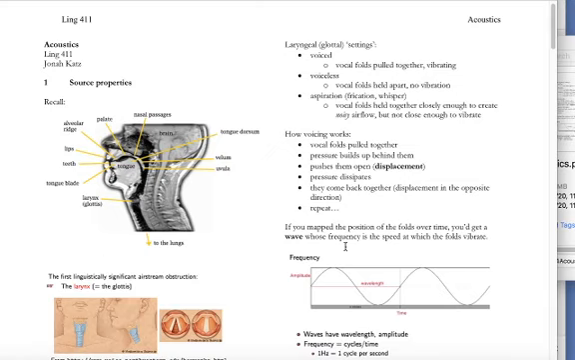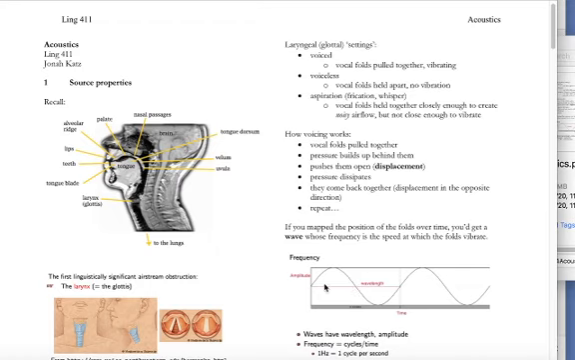Right? If you mapped the position of the folds over time, you'd get a wave. And waves in physics have an amplitude, that's how far they get displaced, and a wavelength, that's the distance it takes for one cycle of the wave to repeat. Right? That's what a wave is, it's a repeating pattern. So if this were actual physical distance, we call this a wavelength. If we're measuring it in time, the wavelength is specifically referred to as a period, and it's the amount of time it takes for one cycle of the wave to pass.